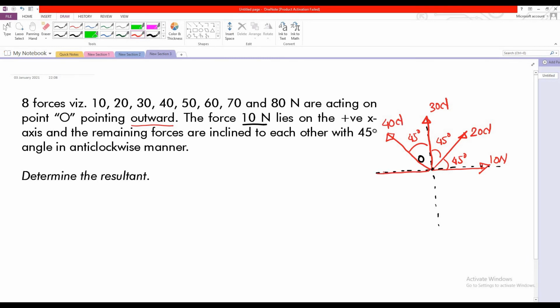Okay, similarly this will be 50 Newton force. This is going to be 60 Newton force. Angles are 45-degree every time, right?